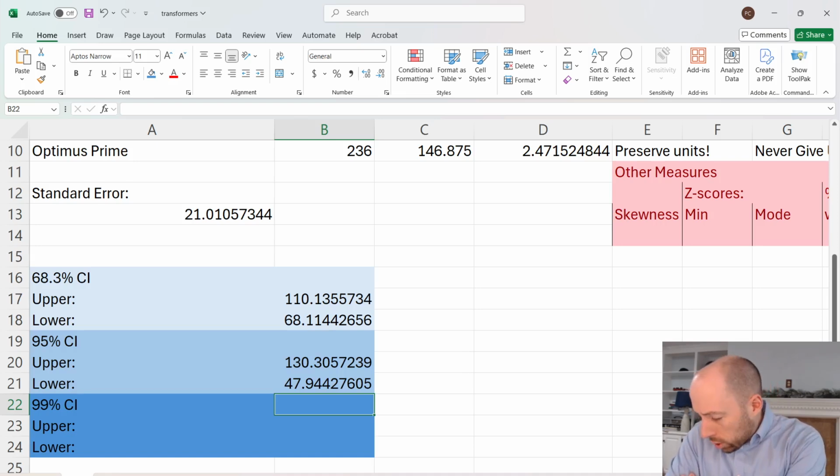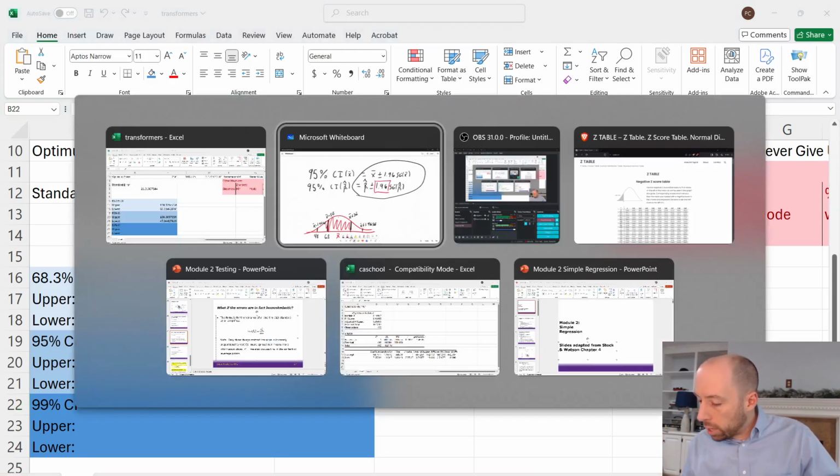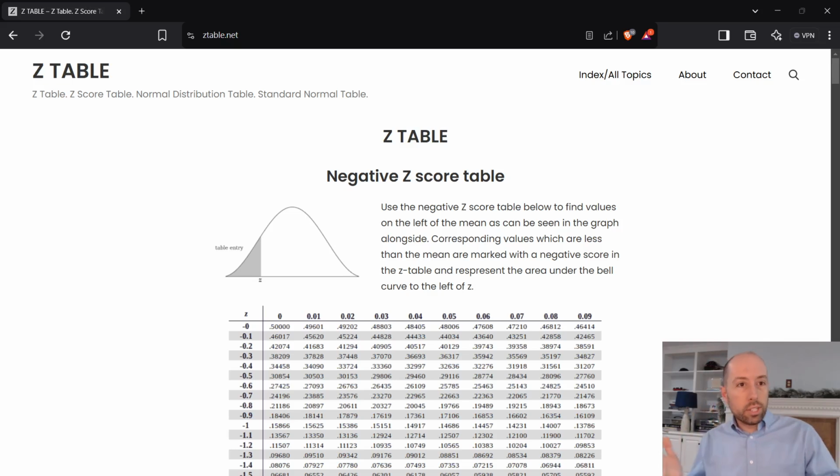But the next piece of this puzzle asks me for a 99% confidence interval. 68 I can remember off the top of my head because it's exactly one standard error. 95 I can remember off the top of my head because it's almost 2 standard errors, 1.96. 99% confidence. Well, I remember 99.7 was about 3 standard errors. I don't know 99 off the top of my head. So what do I do to come up with how far above or below average I need to put that upper and lower bound? I'm going to move over here to the z-score table.